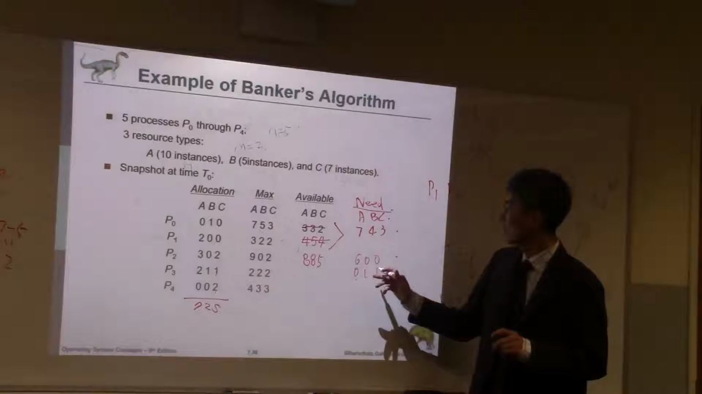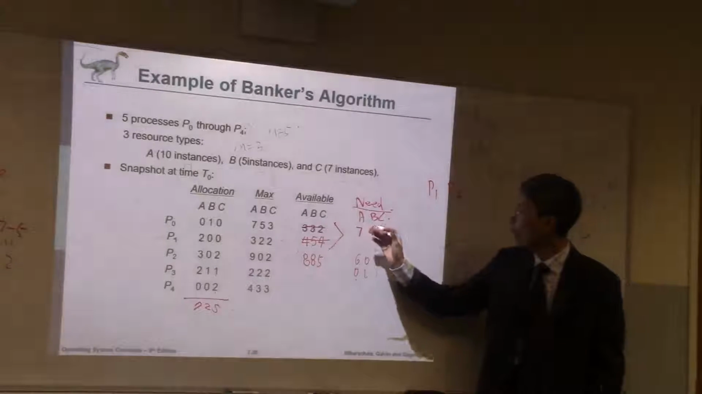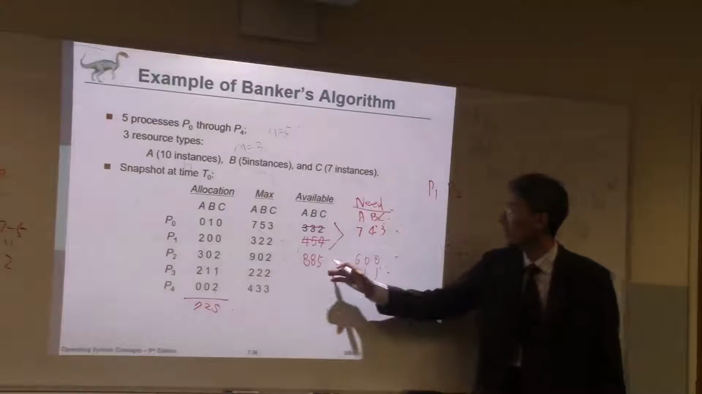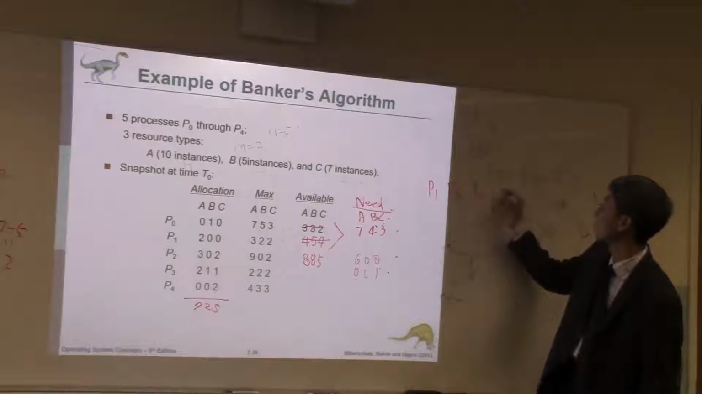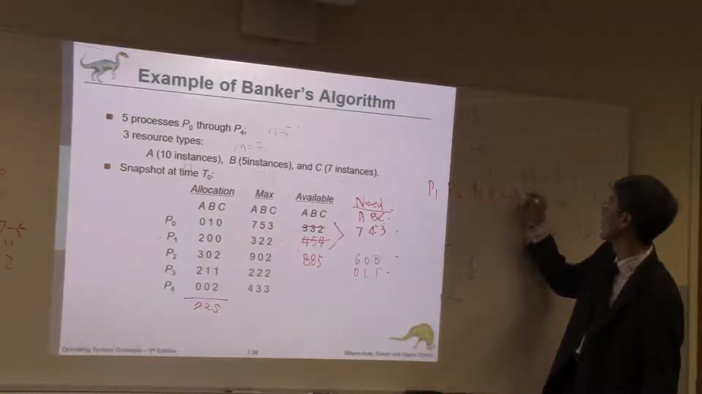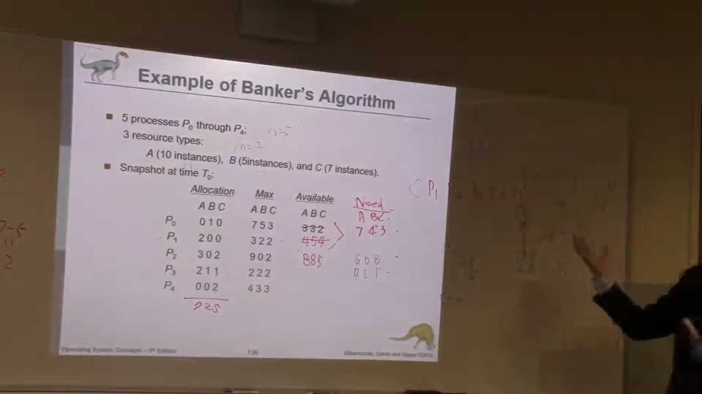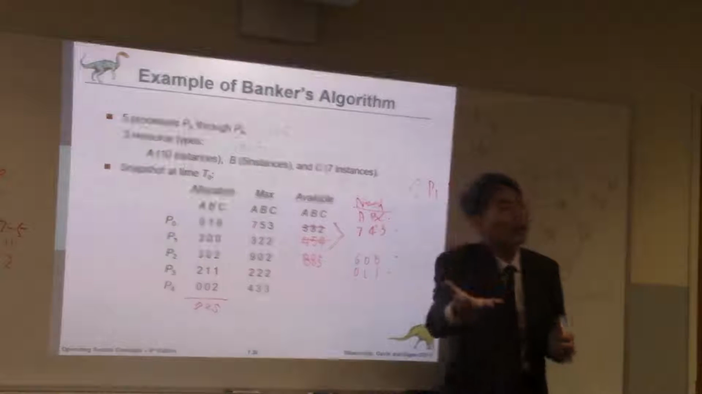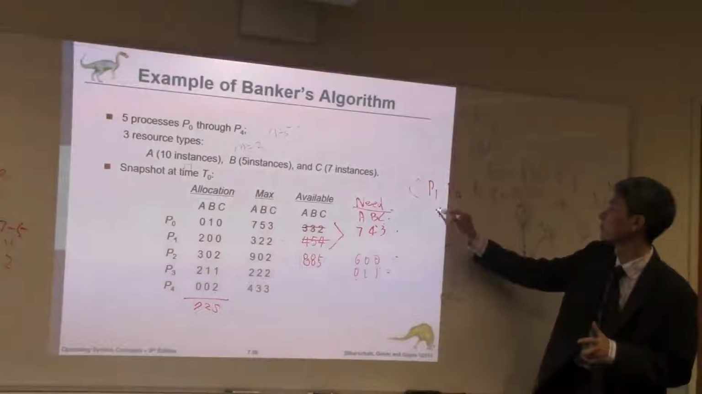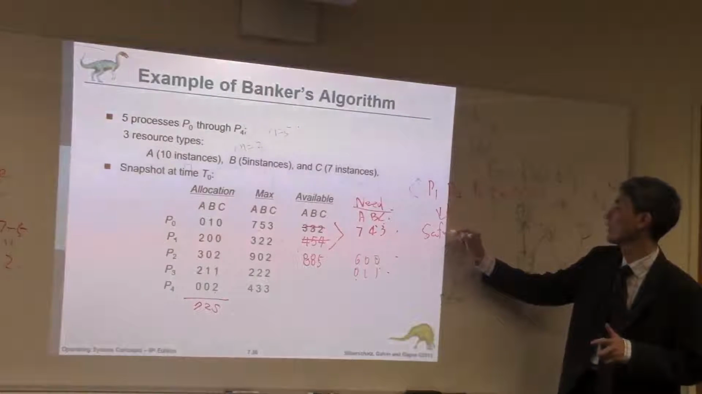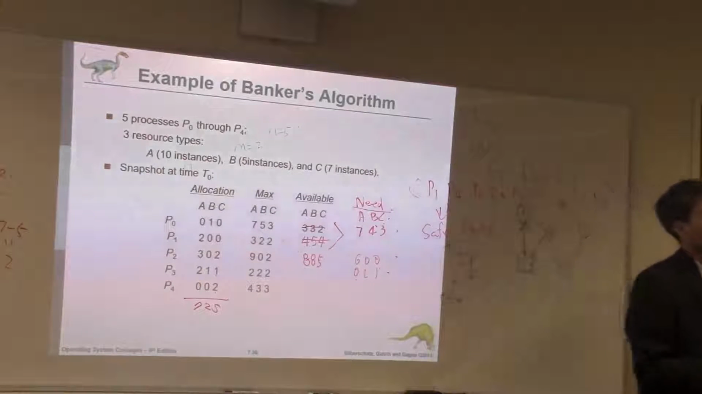Next, any of them are possible from now on because all processes have needs less than available. So we can run P0, P2, P3. So we can find the list of processes. It can be different, as long as you can find at least one sequence of processes. This is called what? Safe state. So this is the safe state. Okay.